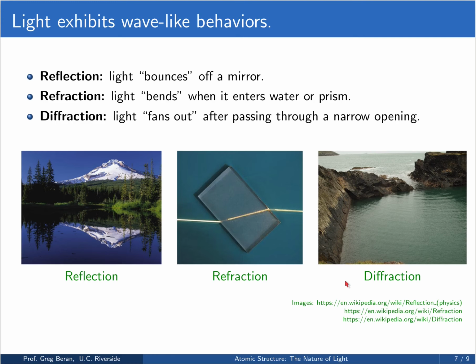Or diffraction, where light fans out after passing through a narrow opening. Here's an example of diffraction occurring with water waves. So we have waves coming in through this narrow opening, and then you can see the waves are starting to fan out from that opening. Light can do the same thing when it comes out of a narrow opening.